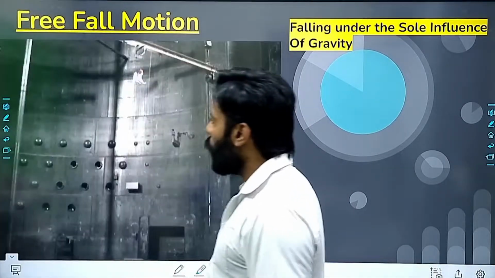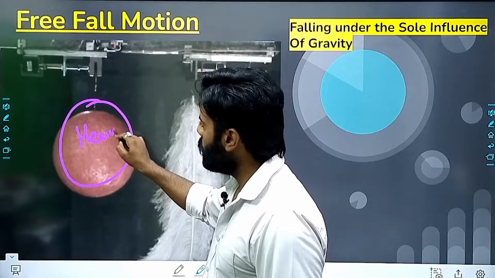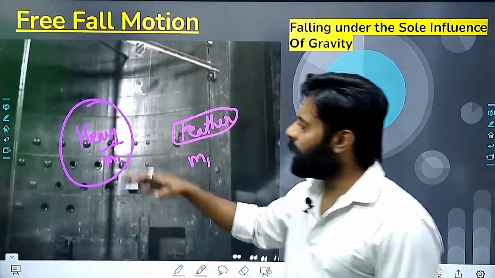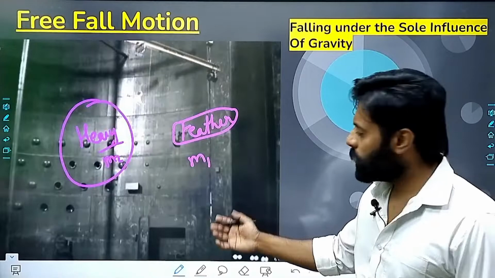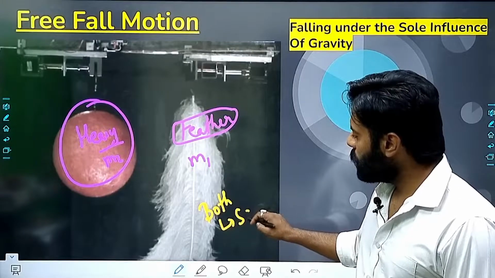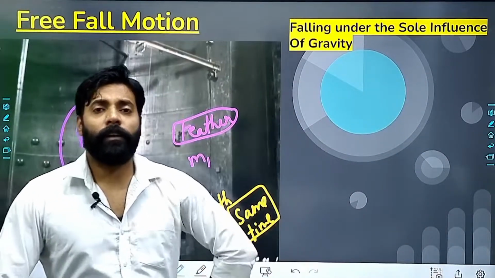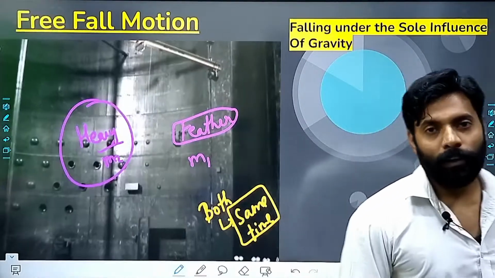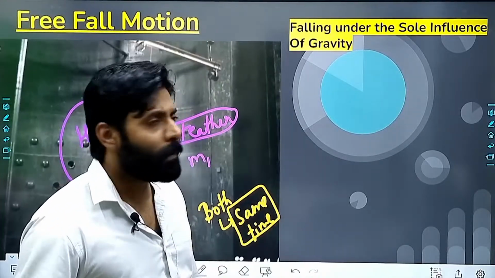If I keep 2 objects, one heavy, this ball, and one feather, this is very light. This is having mass m1, this is having mass m2. And if I allow them to move in a vacuum tube, then which one will reach the ground first? Both will reach at the same time. Why? Because in kinematics, in free fall motion, the motion is not depending upon the mass. So it doesn't matter whether the object is heavy or light. The thing that matters is what will be the acceleration. So we will be doing that.